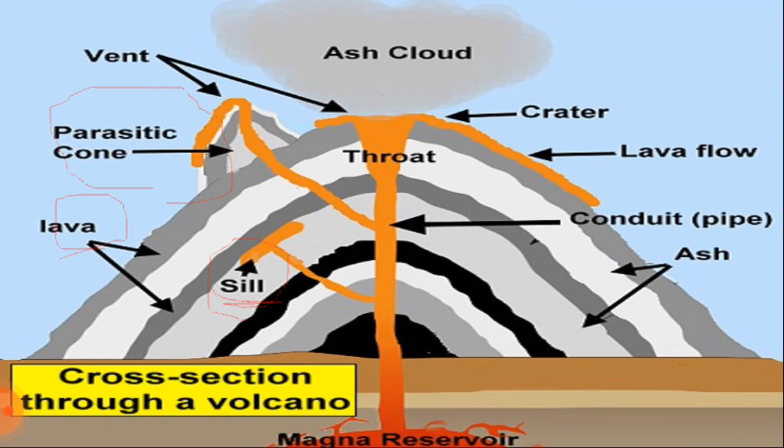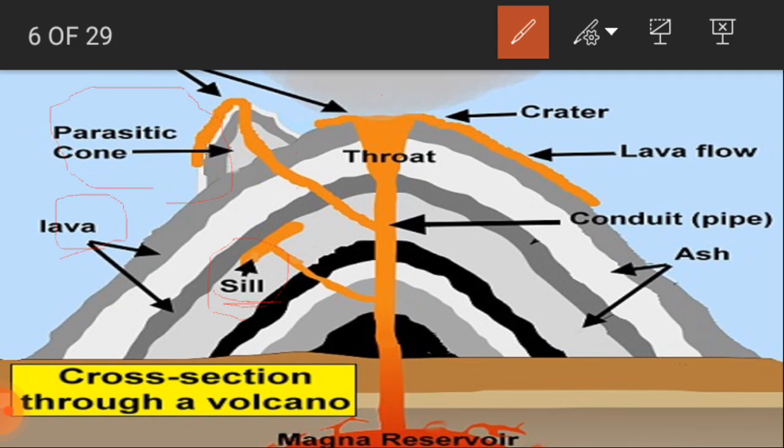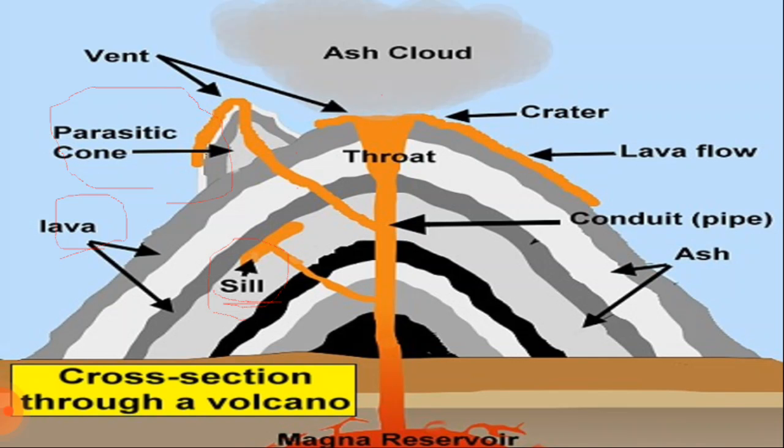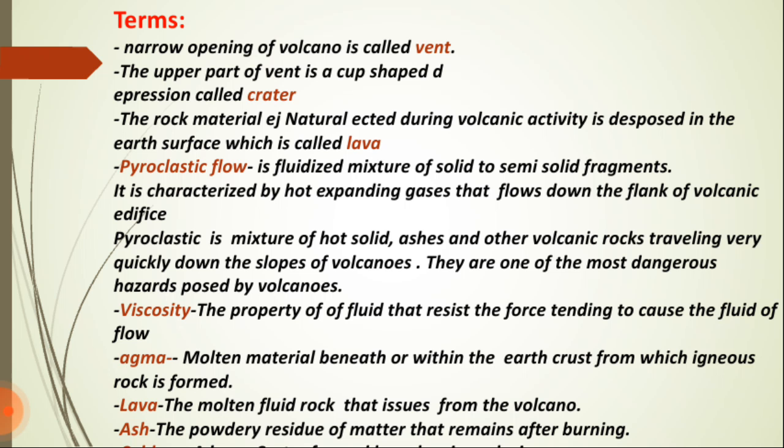On top is a vent from which lava comes out, and there is a crater, lava flow which is flowing from top to down, conduit or a pipe, it looks like a pipe going from down to the top, and all are ashes, and on top there is an ash cloud. Lava flows down and ashes which are lighter go in the air.